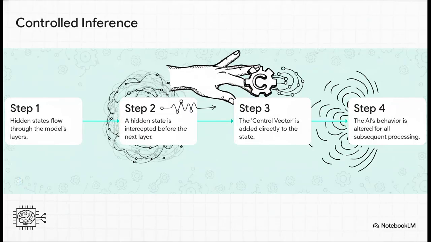And mechanically, it's surprisingly simple. As the AI thinks, these hidden states just flow from one layer to the next. All we do is intercept one of those states, somewhere in the middle, and we add our vector, our list of numbers, directly to it. And here's why that's so powerful. That little addition influences not just the very next word, but every single calculation the model makes after that point. It's like a persistent nudge that reshapes its entire train of thought.